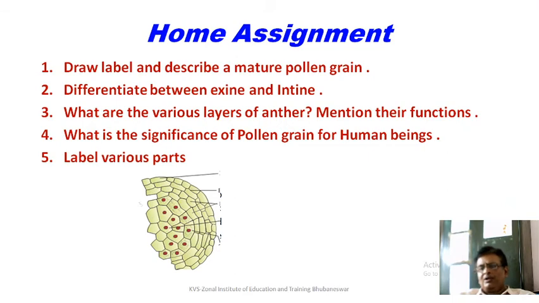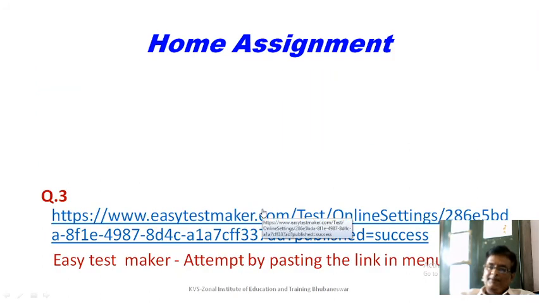And now I want to give you some home assignment. Try it back at home. You have to draw, label and describe a mature pollen grain, differentiating between exine and intine. Then you have to tell what are the various layers of the anther and mention their function. Then what is the significance of pollen grain for human beings. And then a cross section of the anther has been given. You have to label different parts.